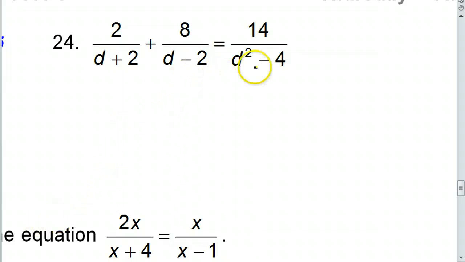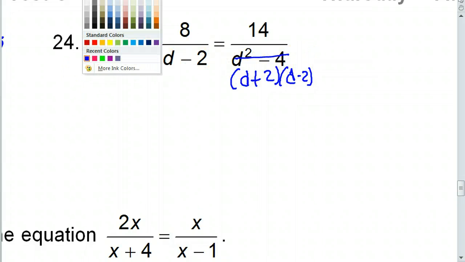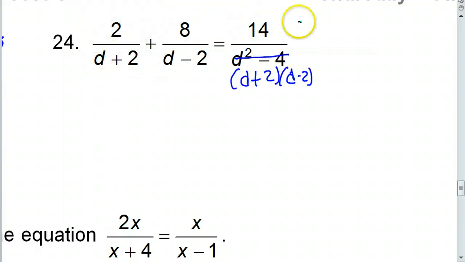All right, number 24. I would factor this one right here. So I'm going to replace d squared minus 4 with d minus 2 and d plus 2. So again, I'm going to multiply through and cancel out denominators. What do you think I'm going to multiply by? D minus 2, d plus 2. Exactly. All right, got to do that everywhere.